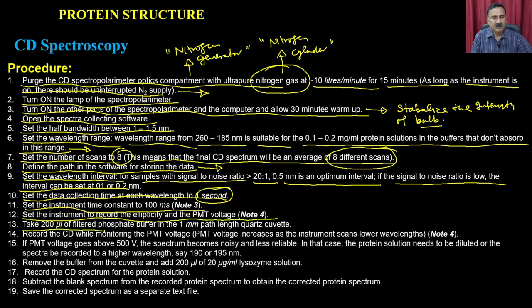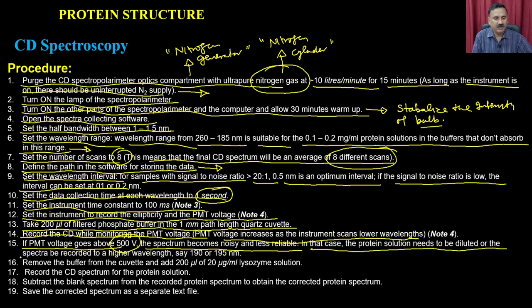Then you take 200 microliter of filtered phosphate buffer in the 1 millimeter path length quartz cuvette. Record the CD while monitoring the PMT voltage. PMT voltage increases as the instrument scans lower wavelengths. If the PMT voltage goes above 500 volt, the spectra become noisy and less reliable. In that case, the protein solution needs to be diluted or the spectra recorded to a higher wavelength such as 190 or 195 nanometer. So PMT is very important, right?